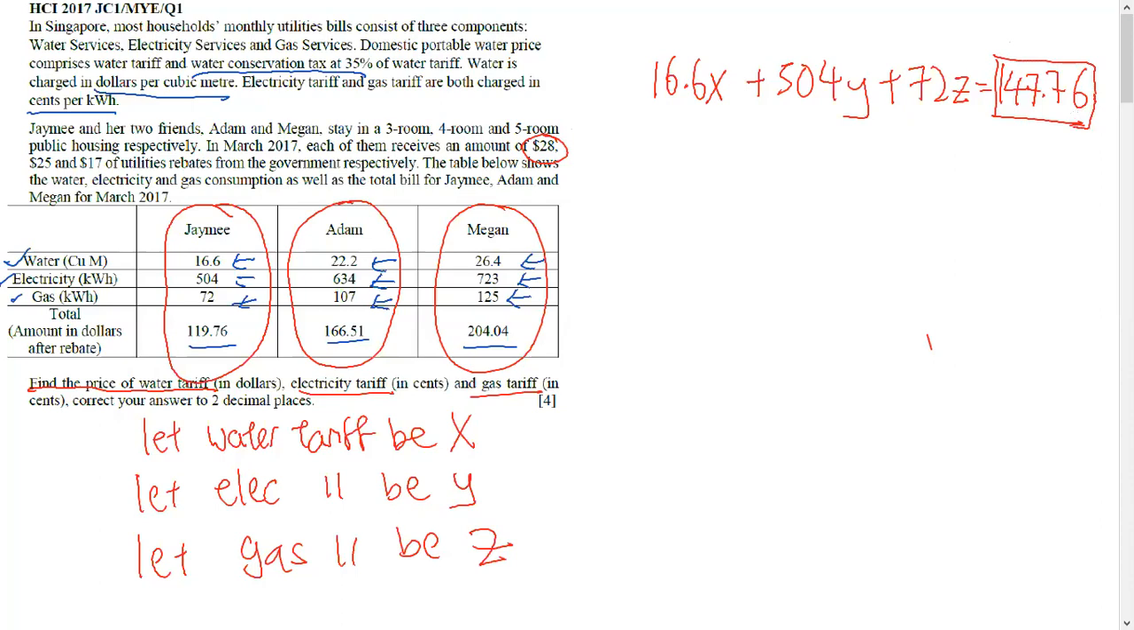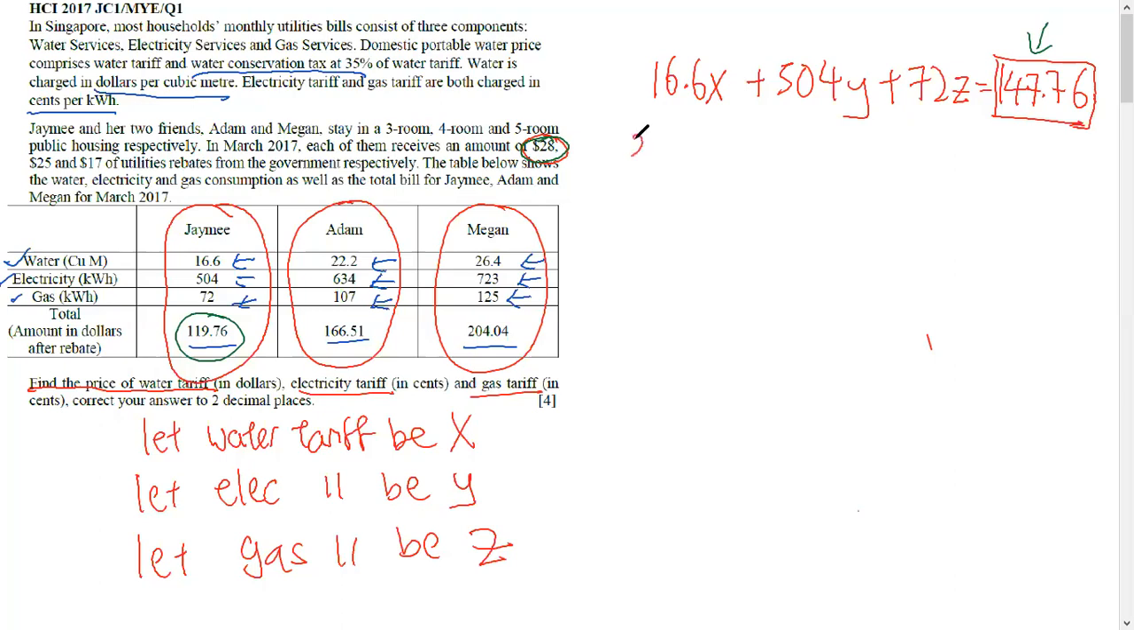So I say again, we will use this 119.76, add it to $28 to give you this 147.76. That's our first equation, equation number 1. Next, we shall do the same thing. Once we get the flow right, the rest is just repetitive.